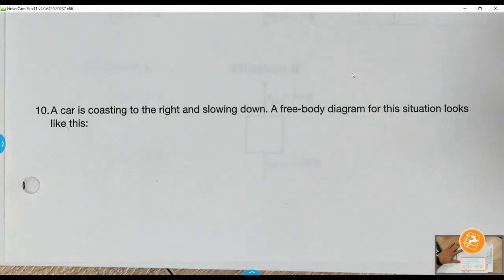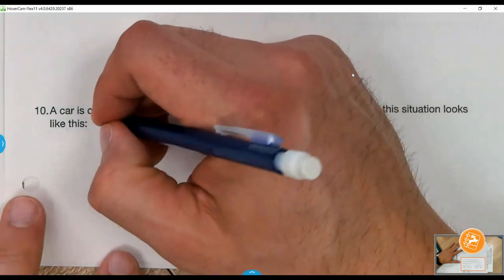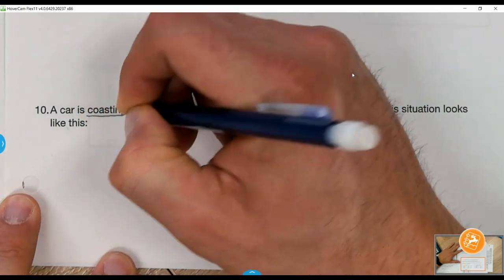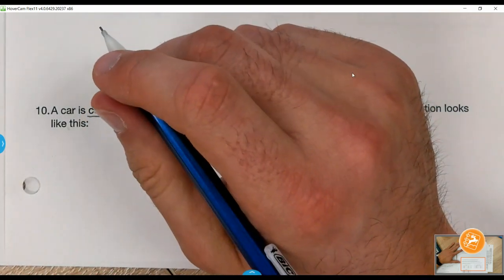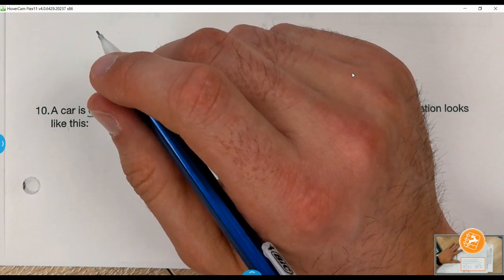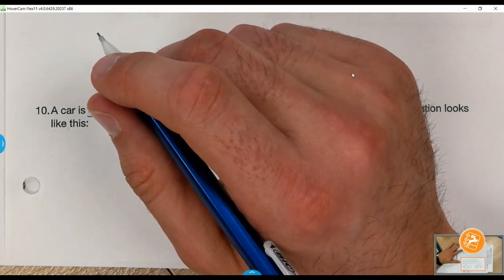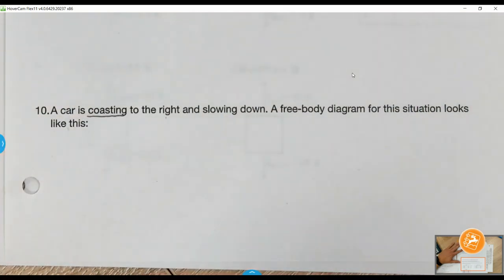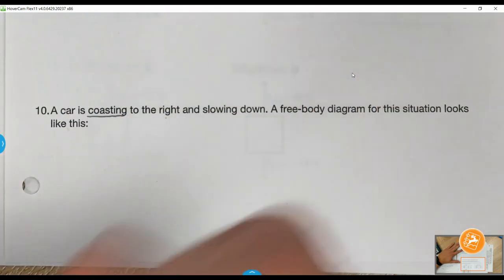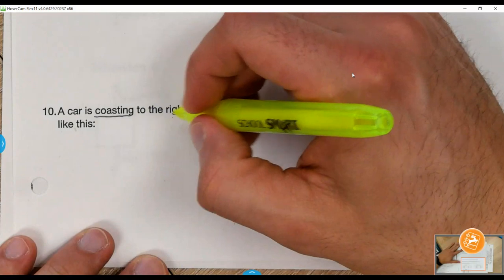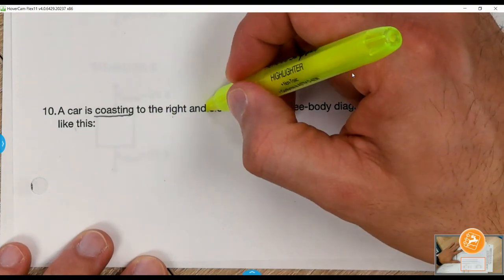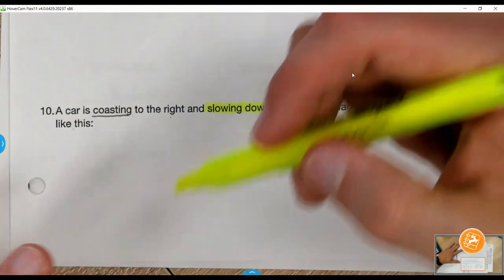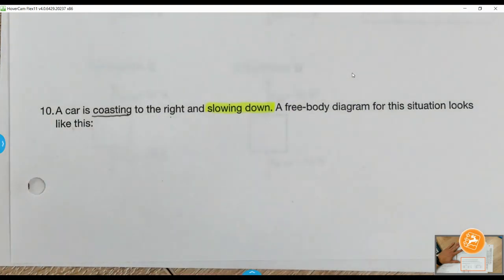Okay, what's going on here? A car is coasting to the right. Guys, you know what that means? When a car is coasting, what does that usually mean? Not necessarily drifting, but if you're driving and then basically take your foot off the gas, you're just coasting. Now you're letting the car just kind of do its thing. It's coasting to the right, but it's also slowing down. So that slowing down is a big piece of information.